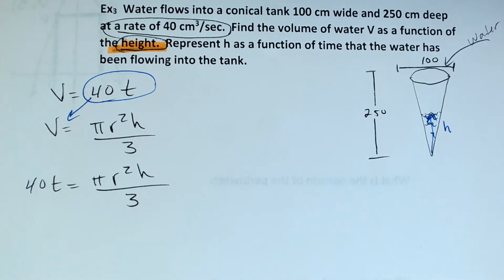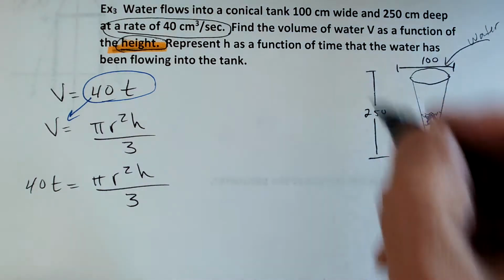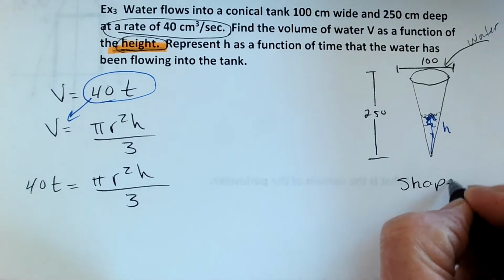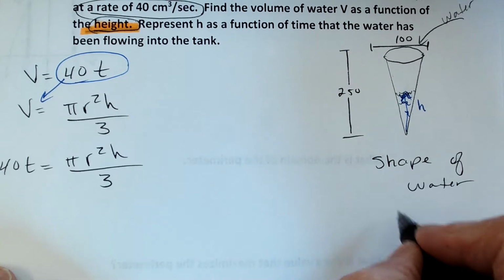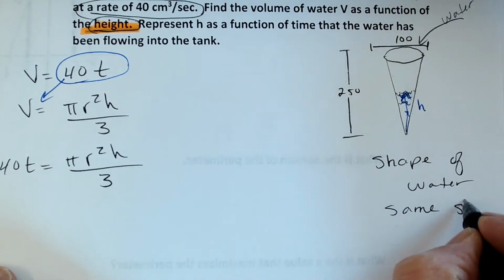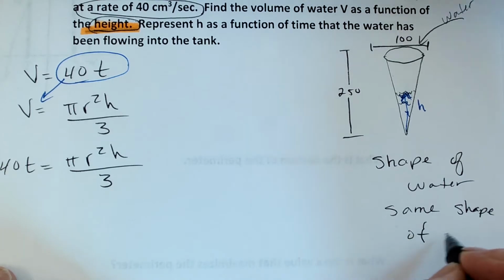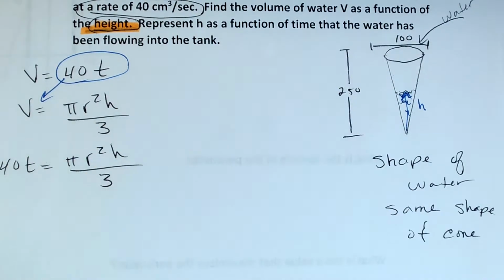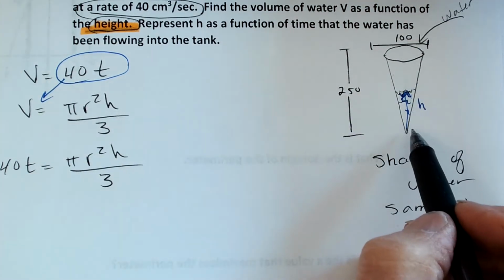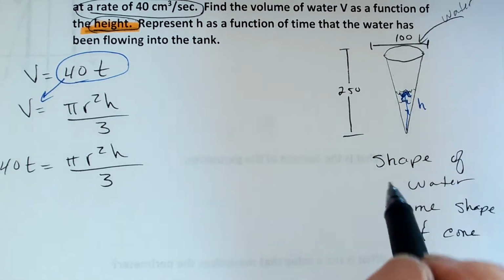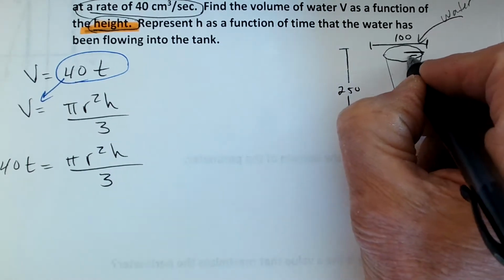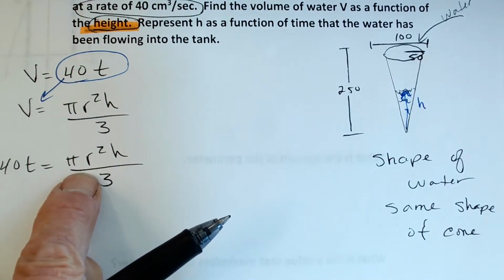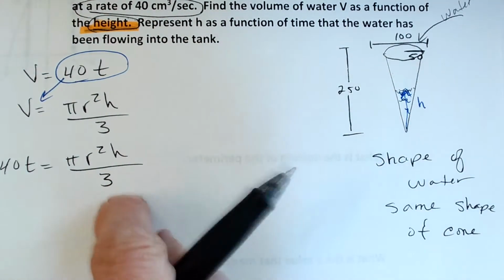What I see in here is the shape of the water. The shape of the water has the same shape as the cone. Even though the water is constantly getting taller and taller, the shape of the water is a cone, right? So then what I'm going to do is go back to geometry, and the radius of this is 50. I'm going to change that to 50 on purpose because I need the radius, okay?